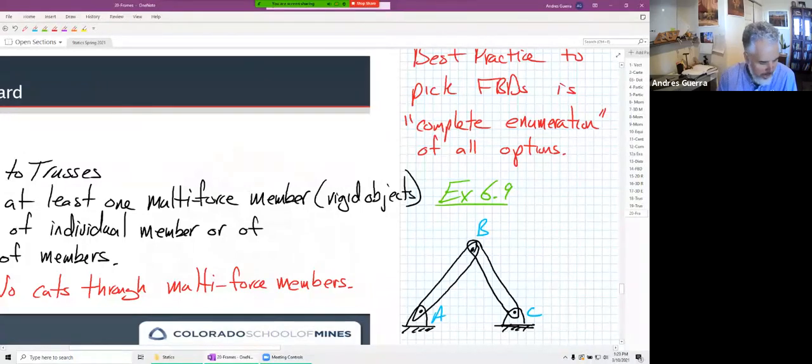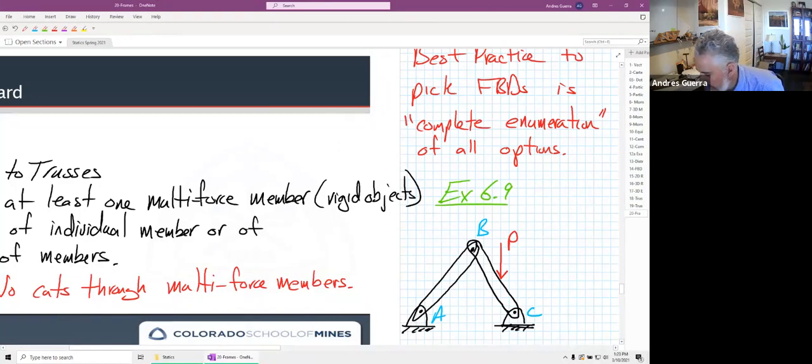And let's apply a couple of forces and moments to this thing. What if I applied a force here in between B and C? And we're going to do this whole example just symbolically. I'm just going to call that a force P right there, and it's applied in between B and C right there. What type of member is B to C? Is B to C a two-force or is it a multi-force?